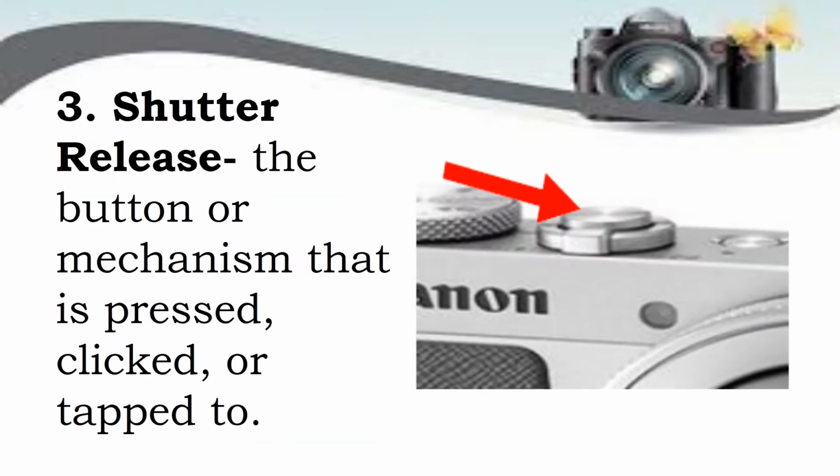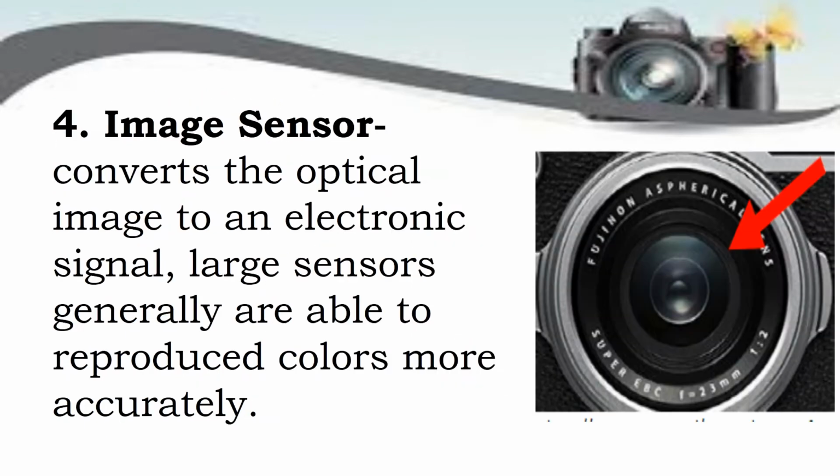Okay, number 3, shutter release. So, may shutter release siya doon sa traditional camera. The button or mechanism that is pressed, clicked, or tapped to take a picture. Ayan, yan yung pinipindot pag kumuha ka ng picture. Image sensor. Converts the optical image to an electronic signal. Large sensors generally are able to reproduce colors more accurately. Ayan, may image sensor.